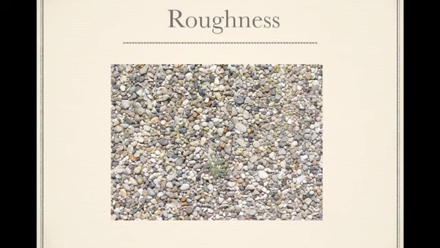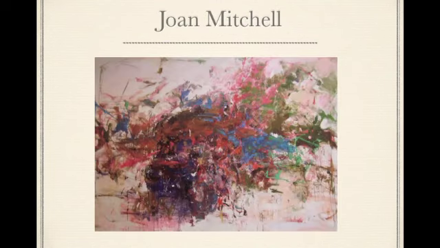Roughness. This is just a bunch of rocks on a surface, probably a beach that I photographed. Joan Mitchell was famous for doing abstract paintings, and when I look at them, I see roughness. I see the colors sort of projecting into space, even though they are two-dimensional.